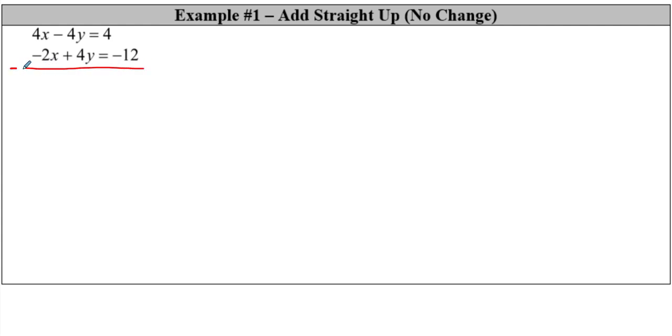That way I can see them real easily. Okay, so let's look at our x terms first. Do I have the same value coefficient? No, I do not. Here I have a 4. Here I have a -2.